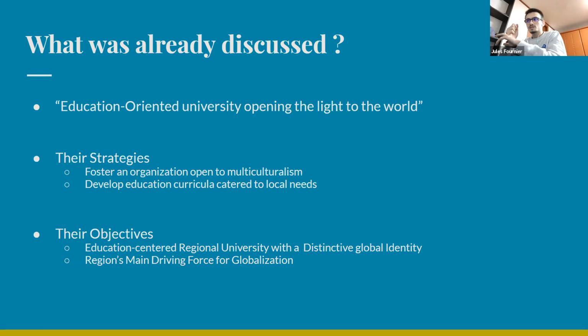So for the strategies, they say they foster an organization open to multiculturalism. And they want to develop education curricula catered to local needs. And for the objectives, they want an education center, a regional university with a distinctive global identity. And another objective is to be the region's main driving force for globalization.